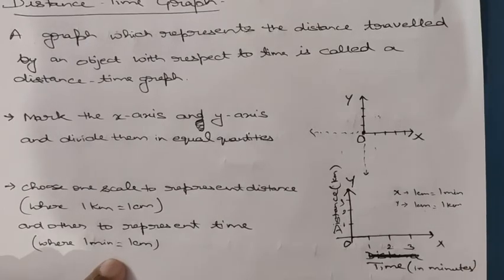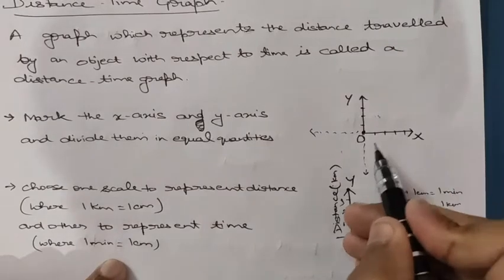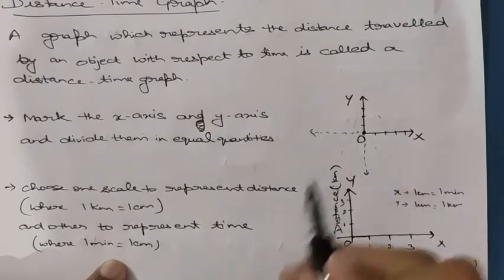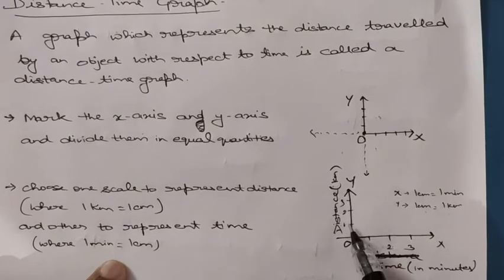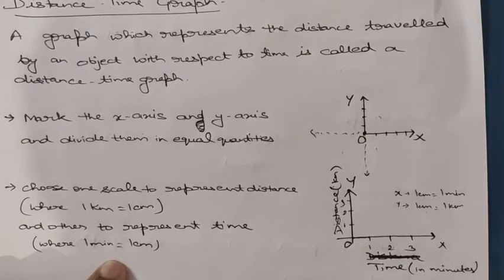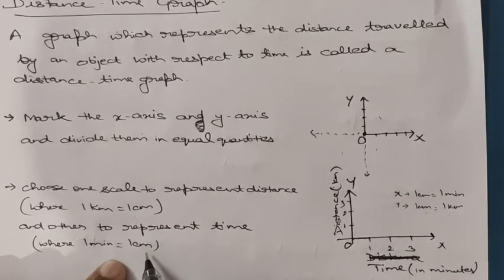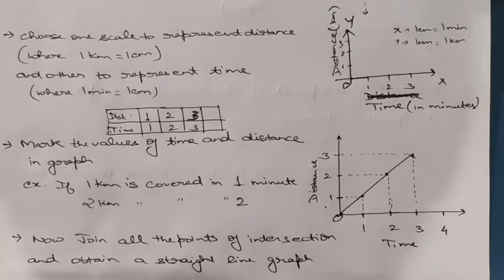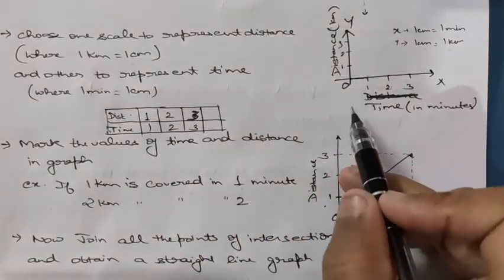Very important. So the first point was to mark the x-axis and the y-axis. I hope it is clear to you. This one is the positive and this one is the positive. So to draw the graph, we take this quadrant only and we leave all the other 3 quadrants. Then choose one scale to represent distance, we have taken it on the y-axis, and another to represent time. Getting it? We have to give the scale also: 1 kilometer equal to 1 centimeter, 1 minute equal to 1 centimeter. So on the x-axis time and on the y-axis distance.